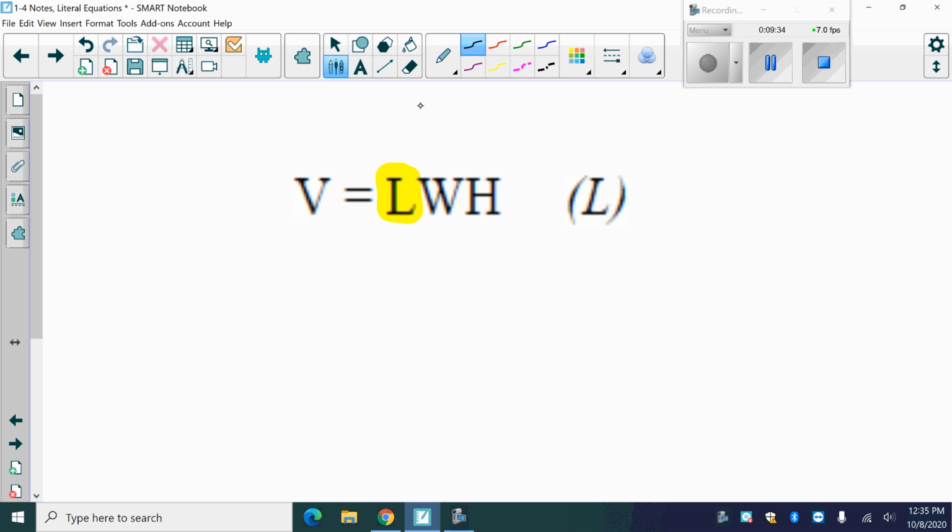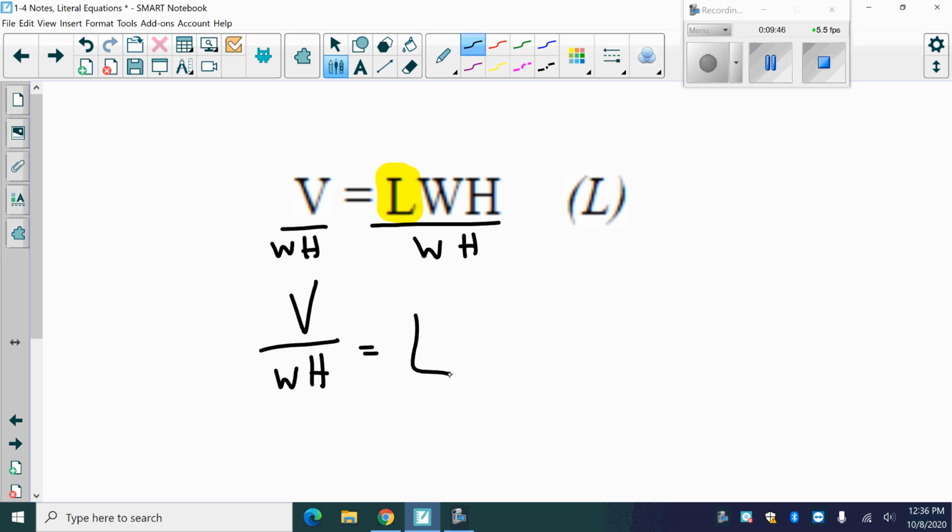And since I'm getting rid of W and H, go ahead and just divide both sides by W and H. So I have V over W times H equals L. And since L is by itself, that's as far as we go.